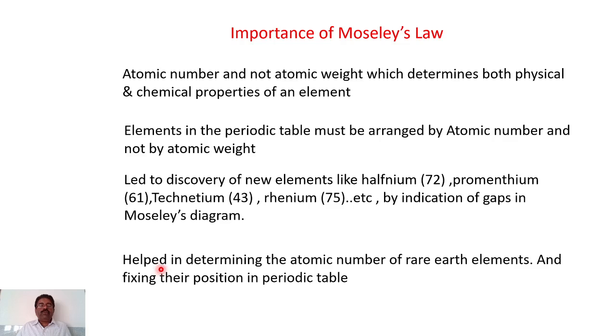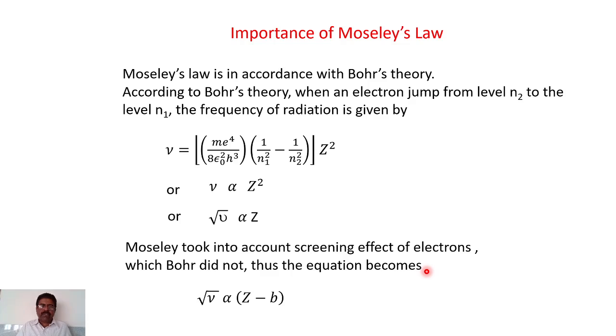From these graphs or diagrams, these new elements have been discovered. Not only that, Mosley's law also helps in determining the atomic number of rare earth elements. When some rare earth element is discovered, its atomic number can be found out by Mosley's law, and fixing its position in the periodic table becomes easy because of Mosley's diagrams.